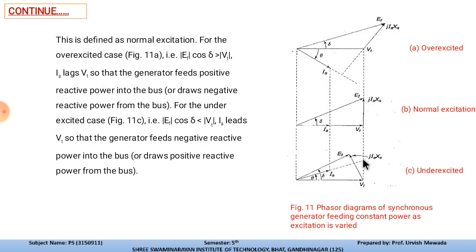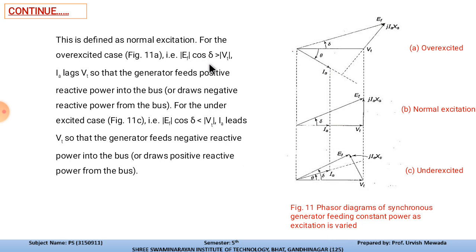Now let us discuss the over excitation, normal excitation and under excitation modes. Here you can see that this is the EF which is leading Vt at angle delta. This is the EF in the normal excitation mode. Over here Ia and Vt are both in phase in normal excitation, and in under excitation Ia leads Vt by angle theta. So this defines the normal excitation. Next is the over excited case, figure 11a, the phasor diagram of a synchronous generator feeding constant power as excitation varies.